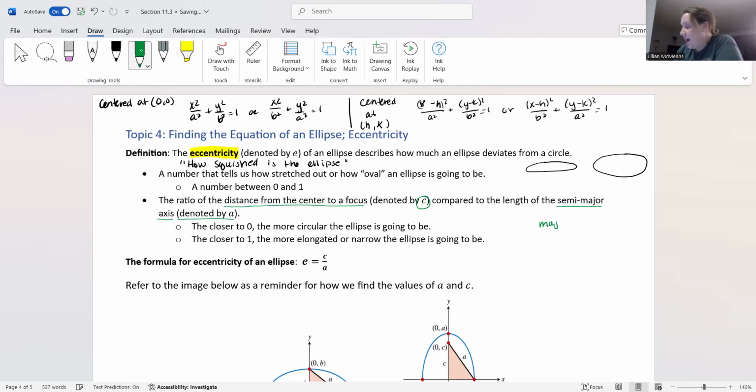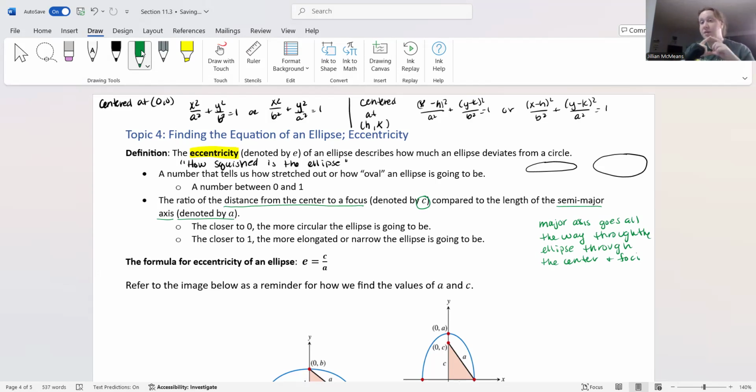The major axis goes all the way through the ellipse, through the center and foci. Okay, so it's basically the distance from major vertex 1 to major vertex 2. So if you ever see them talk about the semi anything, they mean half of that.